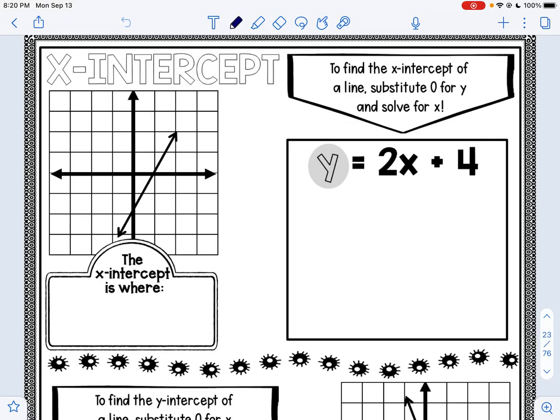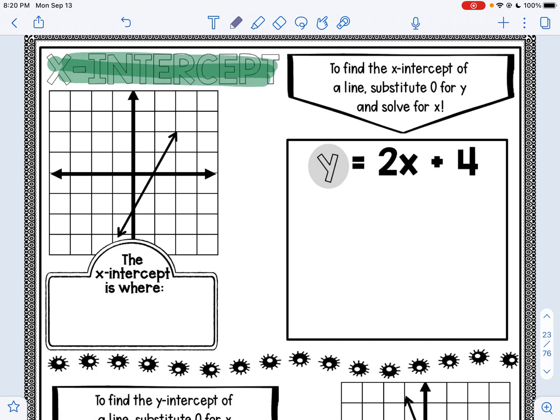In this lesson, we're going to focus on two important characteristics of a linear function. That is our x-intercept and our y-intercept. So first, let's focus on the x-intercept.